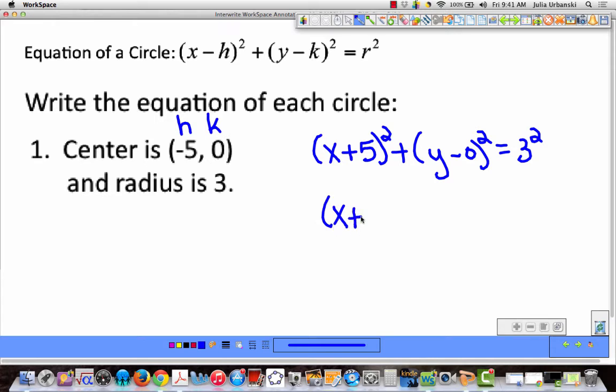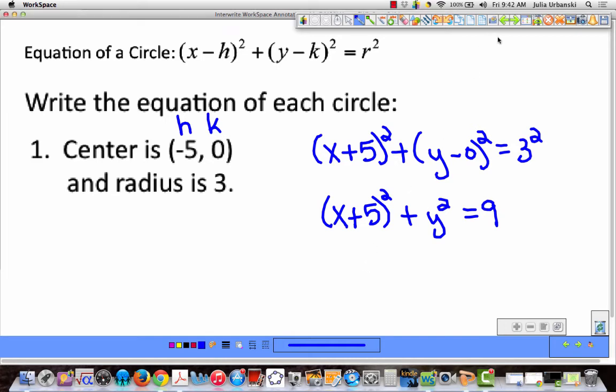x plus 5 squared. Leave it like that. Don't FOIL it out or anything. But inside here we can simplify that. y minus 0 is just plain old y, and we square that. And 3 squared is 9. That is the equation of the circle.